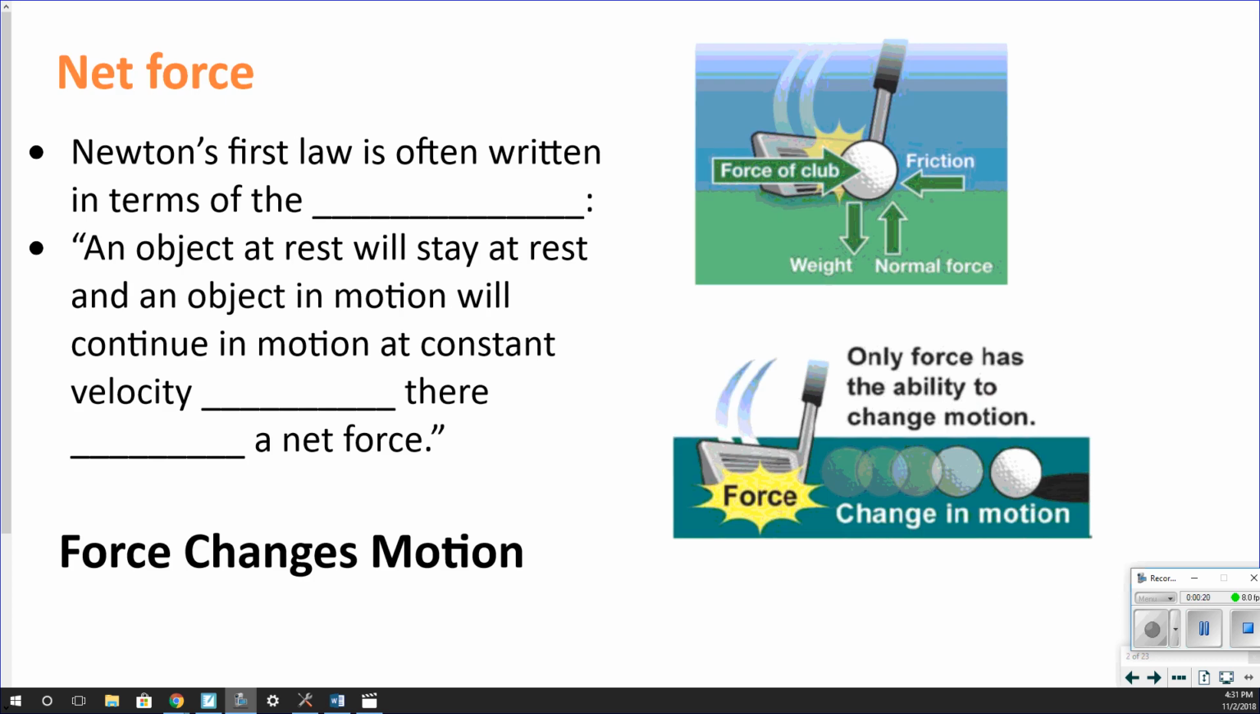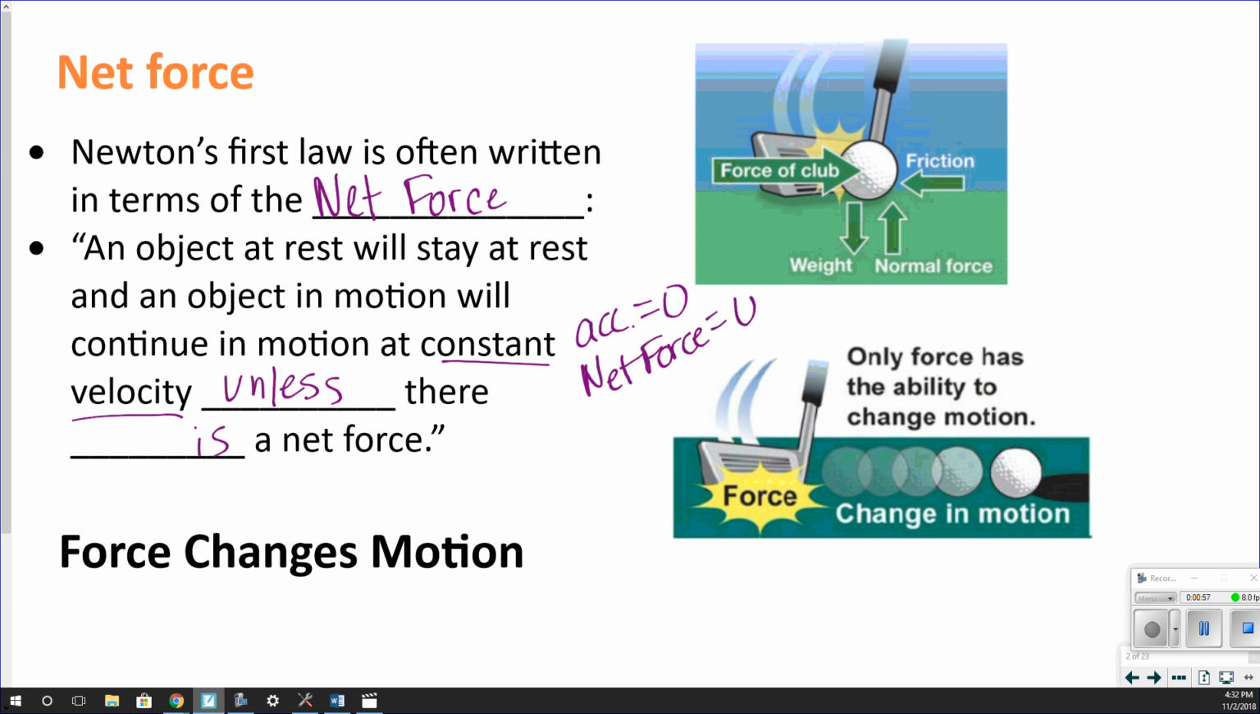Okay, first off, Newton's first law is often written in terms of the net force. Remember, that's the overall force acting on an object, causing it to go in a certain direction. An object at rest will stay at rest, and an object in motion will continue in motion at constant velocity unless there is a net force. Remember, if we have a constant velocity, that means acceleration is 0, and our net force will also be 0.